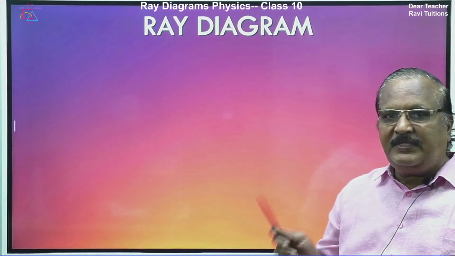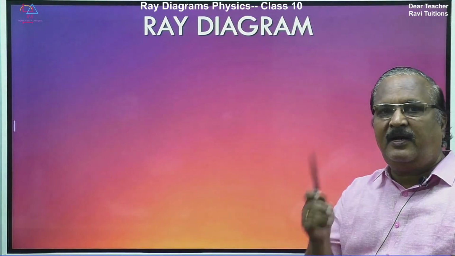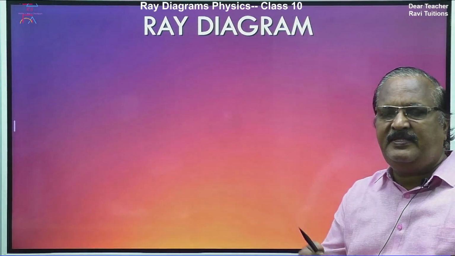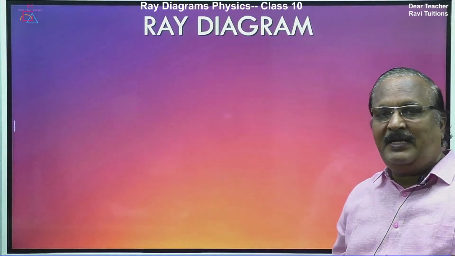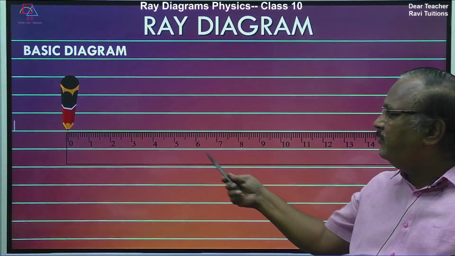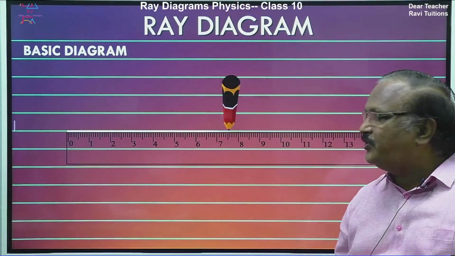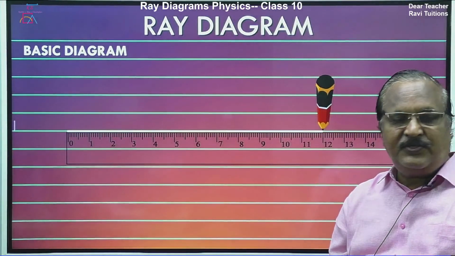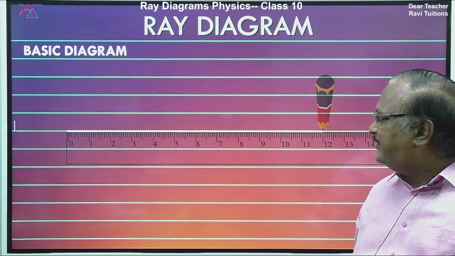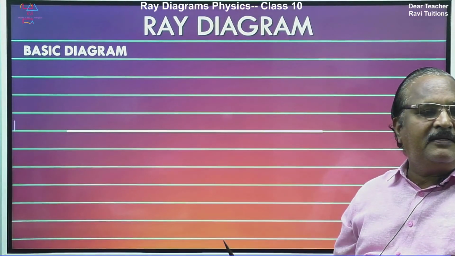So first let us draw the basic diagrams, like how we have to draw a concave mirror. Most of the time, in previous year questions, the concave mirror plays a very important role. You take a scale and draw a line. To start with, first draw a line. This is the first basic step. This line is nothing but the principal axis.